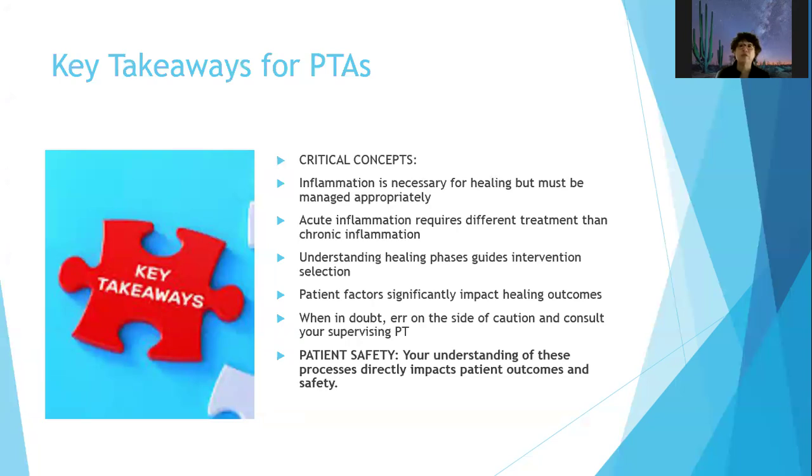Patient factors significantly impact healing outcomes. So there are things you can't control, like chemical processes and whatever, but there are things that you can do to significantly impact your outcome. So when in doubt, you're going to err on the side of caution, do less than you think the patient can, and consult with the supervising PT if necessary. You need to understand these processes because it directly impacts patient outcomes and safety. Important things to think about.